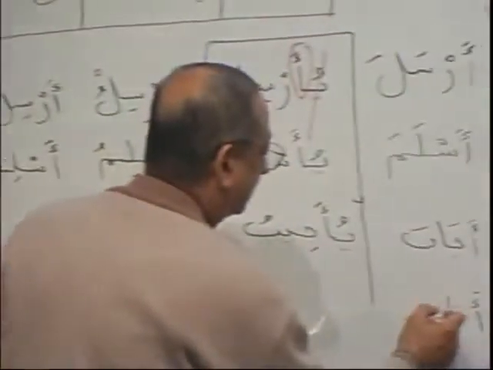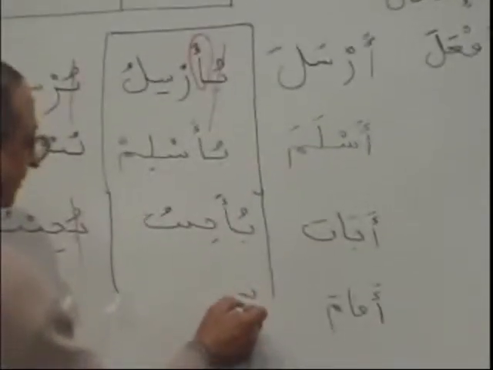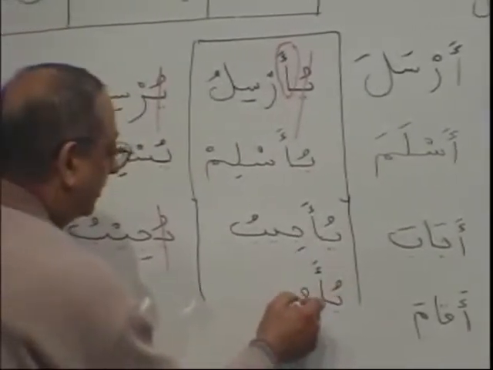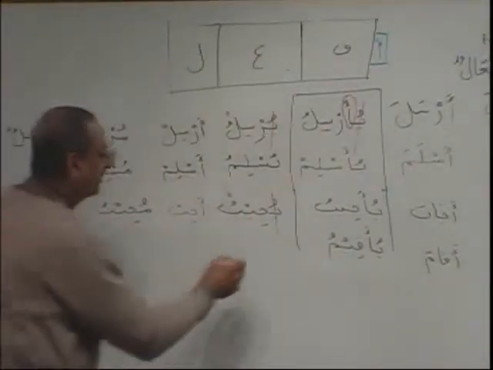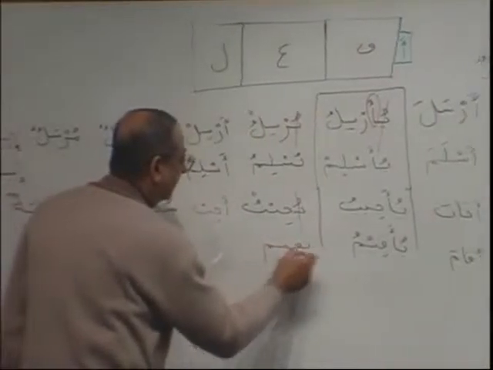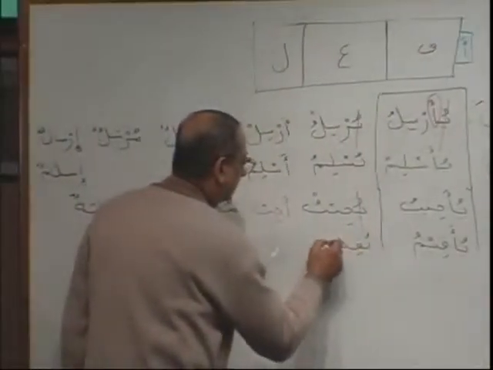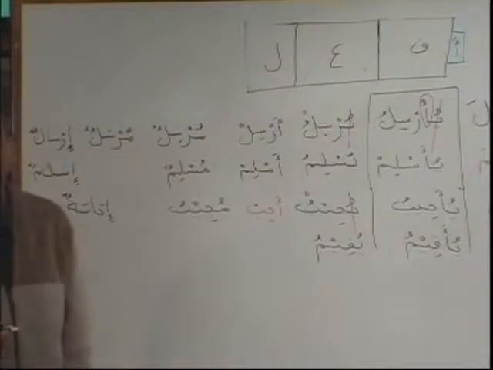Now we do one more quickly. Akama. What is the root? Kama. Again, Ajwaf. Kama Yakumu. Akama, yukimu. Akama, yukimu. But that's not the way we use it. What do we use it, brother? Yukimu. And then akim.